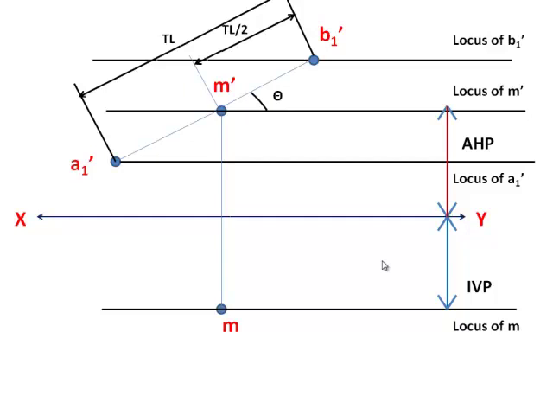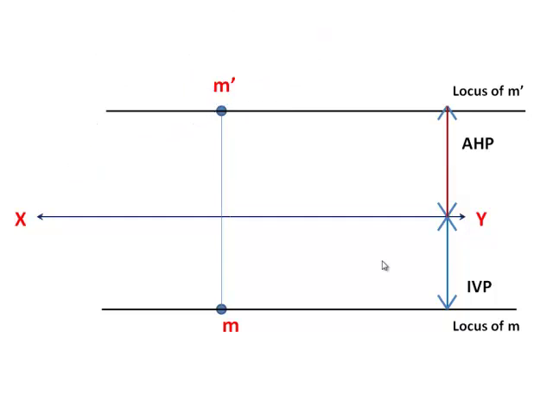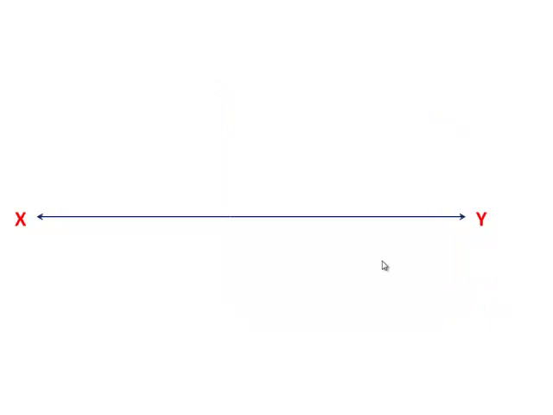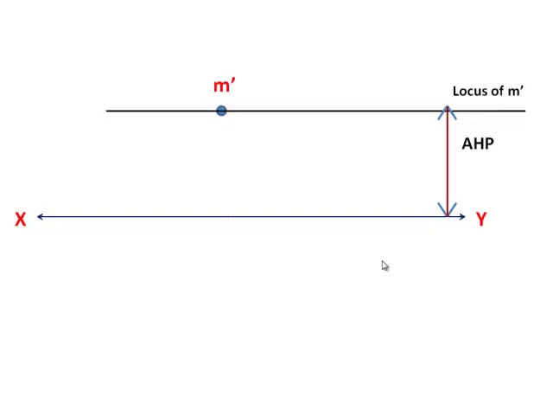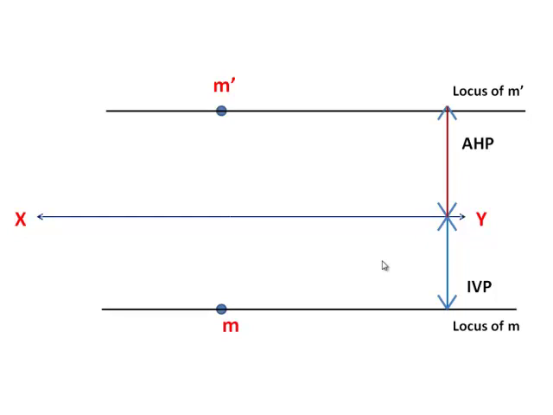Again I will repeat once again, for those who did not understand. First they will give the midpoint reference above HP, M dash, and that is nothing but the locus of M dash, the horizontal line parallel to XY. After that they will give the in front of VP distance of the midpoint reference M. Draw a horizontal line, that is the locus of M. That line should pass through M, similarly M dash. Then join M dash and M. It should lie on the same line.